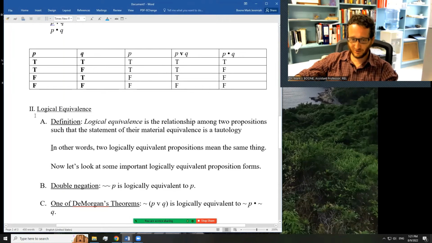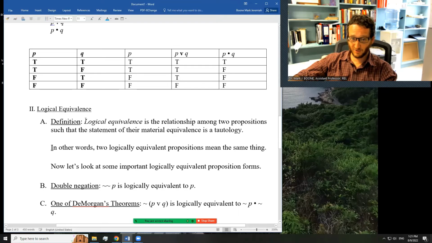Let's go to logical equivalence. Two propositions are logically equivalent if their relationship is such that the tribar statement of them is a tautology. In other words, two logically equivalent propositions mean the same thing. Now, tribar is that symbol for if and only if.